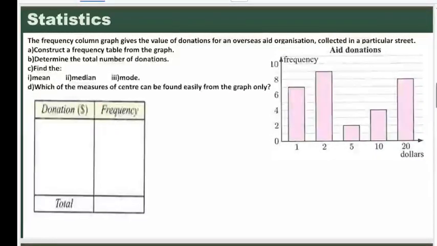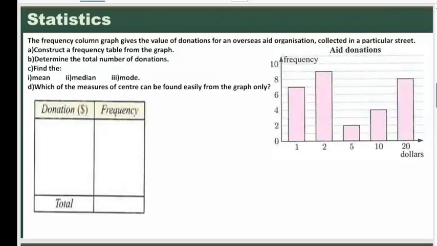Here it says the frequency column graph gives the value of donation for an overseas aid organization collected in a particular street. Part A is construct a frequency table for the graph. Here is my graph, with dollars on the horizontal axis and frequency on the vertical axis.